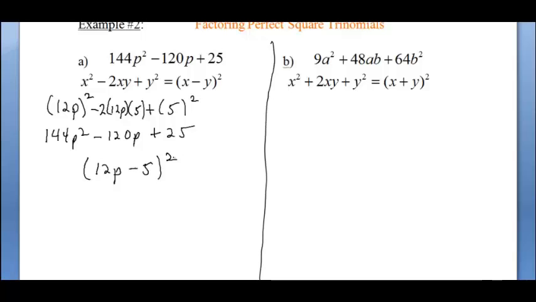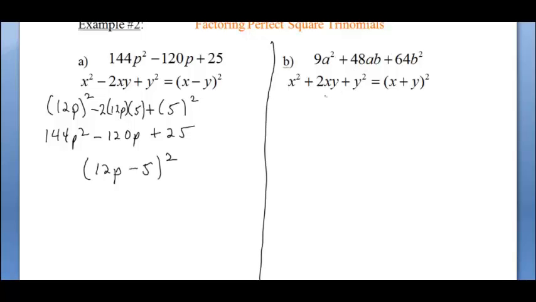So our next example, we have 9a squared plus 48ab plus 64b squared. Again, our first term has to be a perfect square, and it is 3a times 3a. Our last term has to be plus, and this being a perfect square, 8b times 8b does give us our 64b squared. So our middle term would be 2 times that x, which would have been the 3a, times the y, which would have been the 8b, to give us the 48ab.